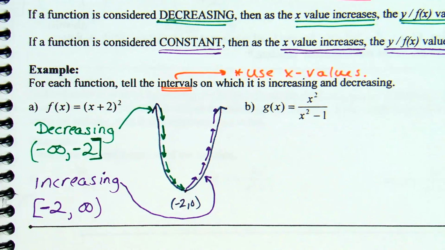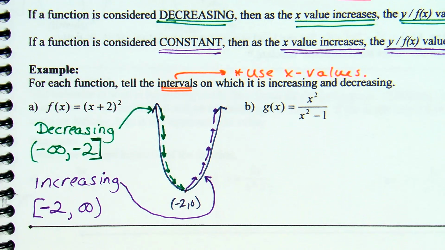Right. There's never a time where my graph has a flat line. Very rare, if ever, will we talk about a constant interval. I'm not even sure if we ever have one, but very rare if so, because usually our graphs are curving, so they're going up and down. They're not going flat.